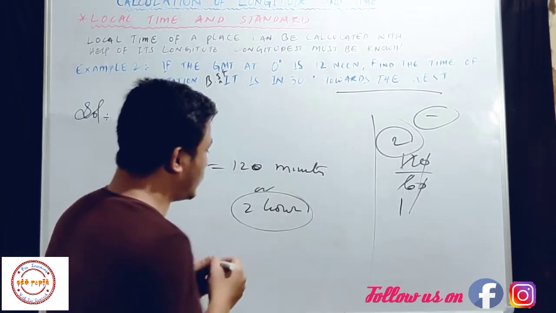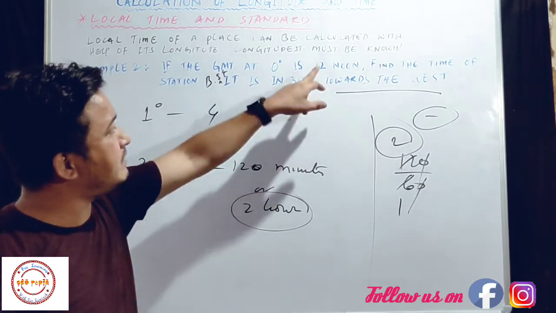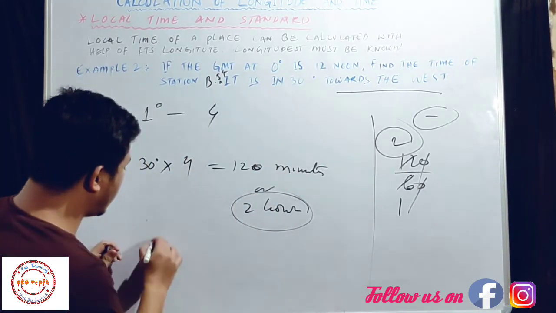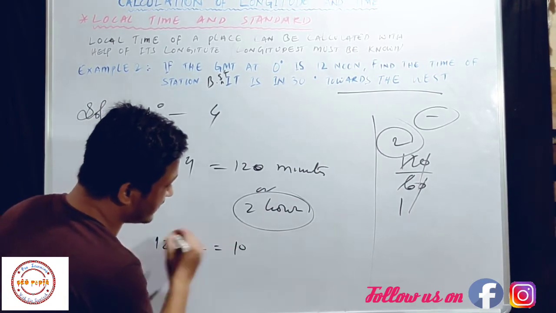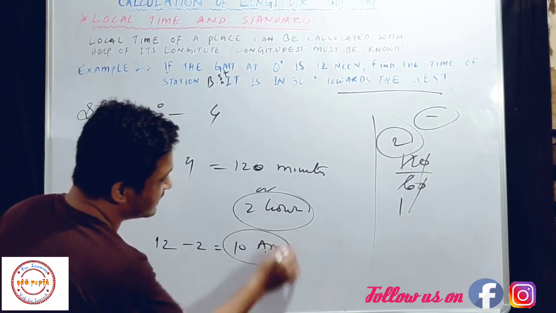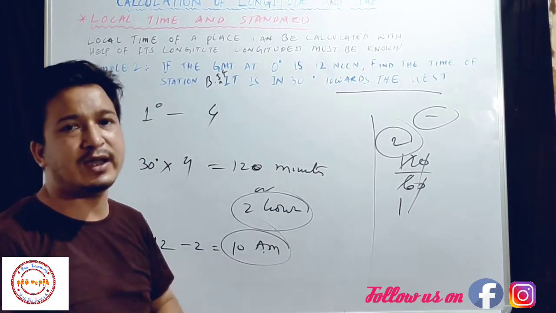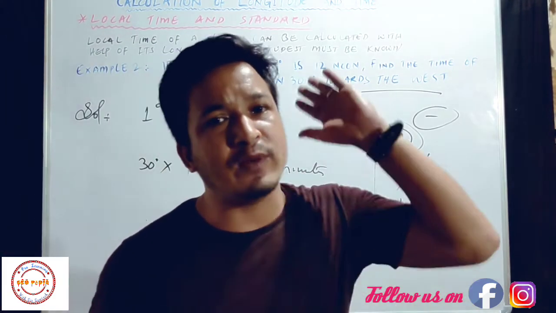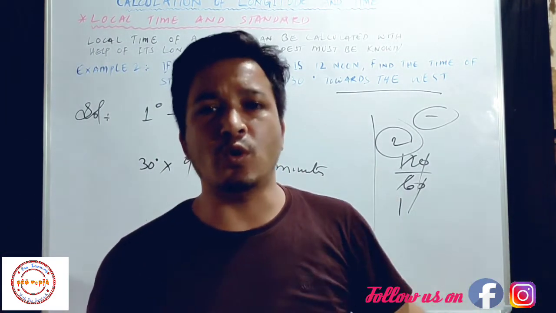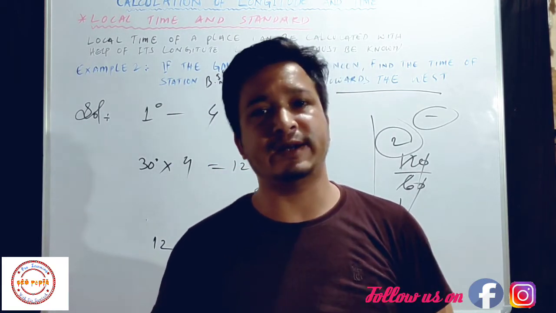So what you have to do is deduct or subtract 2 hours from the given time, that is 12 noon. 12 minus 2 will give you 10. It means the time will be 10 a.m. So students, in this way you can find out the local time of any place if you know the longitudinal value of that place.